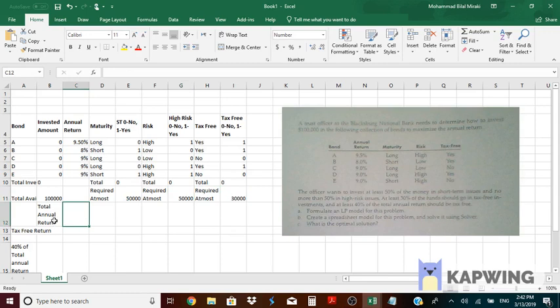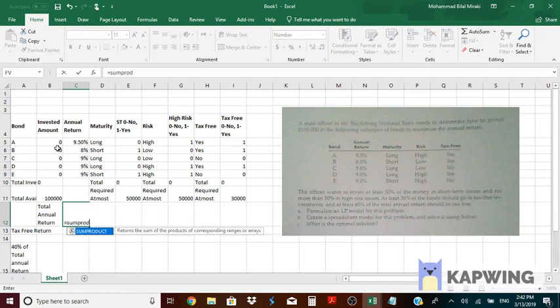And the annual total return would be this: the amount of money invested on a bond multiplied by the annual return percentage, which would give us the annual return. Since we have multiple investments, we're going to add up all those returns. So for that, I'm also going to use the SUMPRODUCT function.